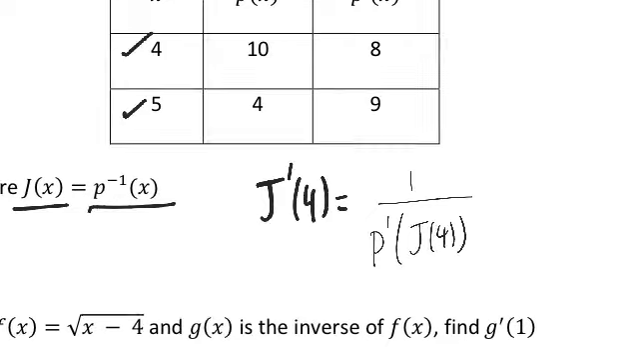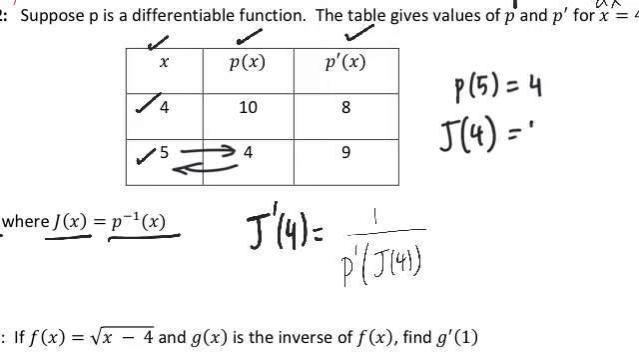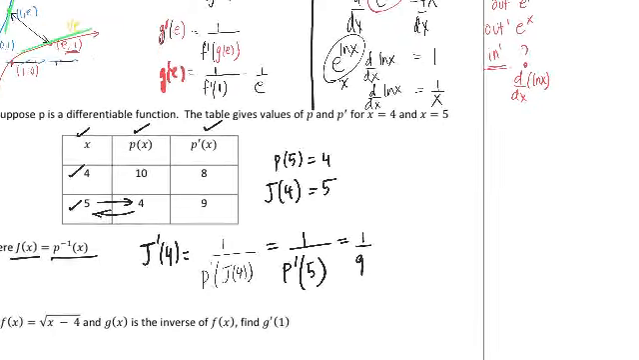J of 4, now I have to think about that. We can look here and we see 4 here, right? So p of 5 is equal to 4. Well, if these are inverse functions, then you have to realize you're being also told that j of 4 is equal to 5. So then I'm just doing 1 over p prime of 5, put in the 5 here, right? And so p prime of 5 is 9, and my answer is 1/9, right? Okay, you can pause the video and try another one.